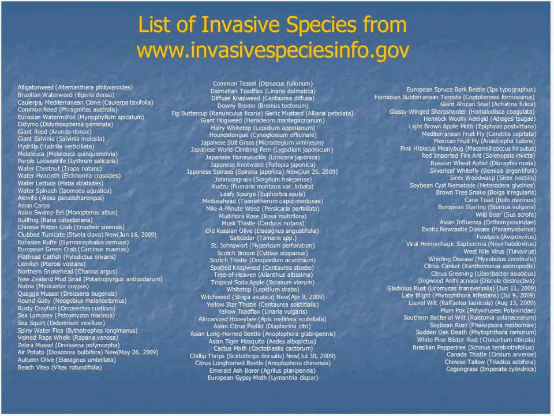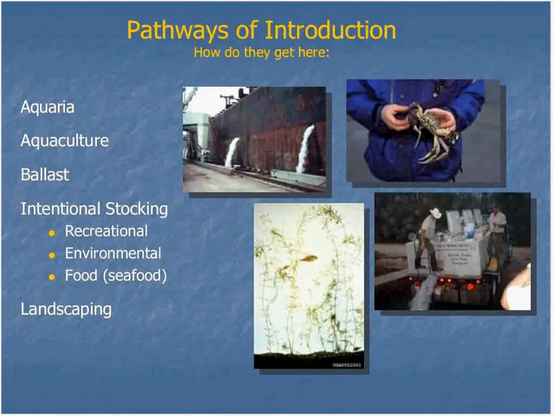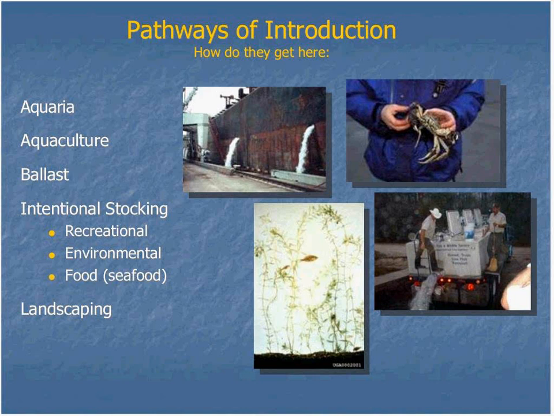Some information about invasive species. Now, I'll talk about how they get here, and these are the pathways of introduction: aquaculture, ballast water, and professional activities, for food or seafood or landscaping. There are examples in each of these.